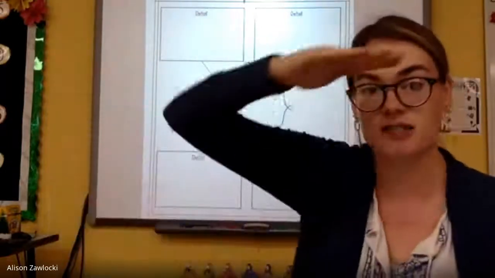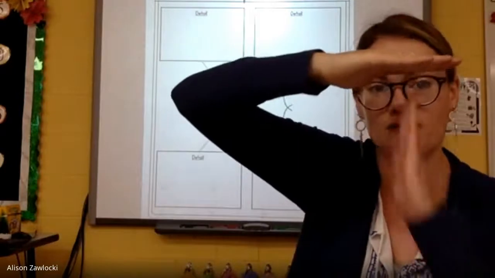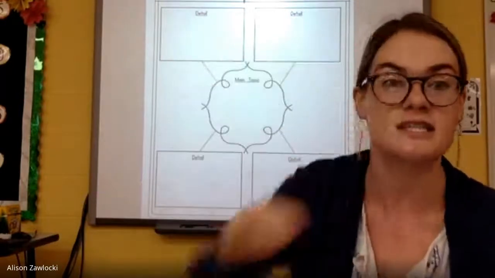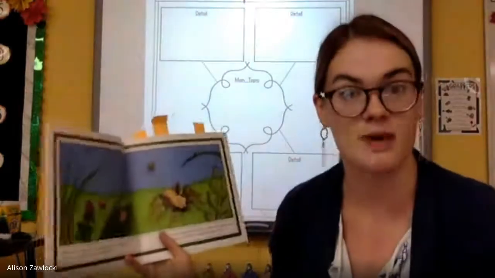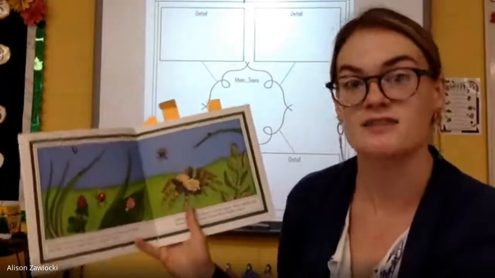So now we have our tabletop. Now we need to find our legs, our supporting details, okay? So what tells us that this book is about different kinds of spiders?